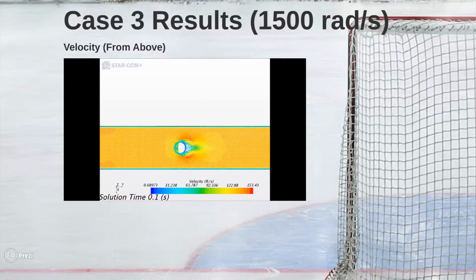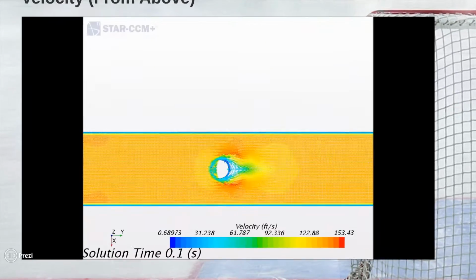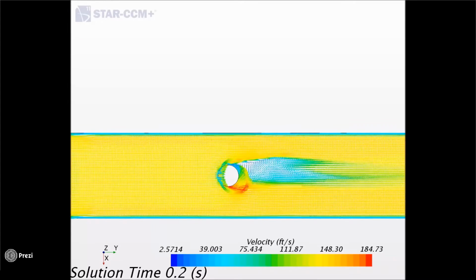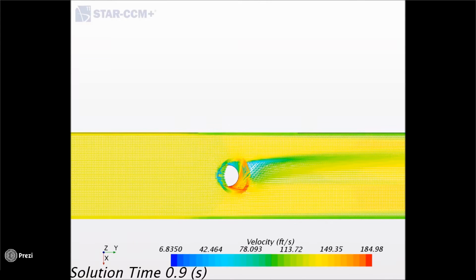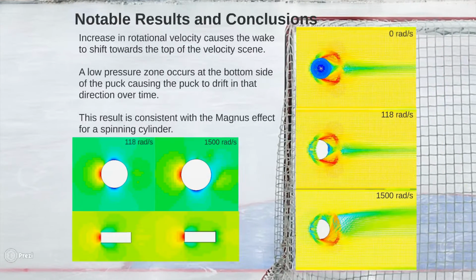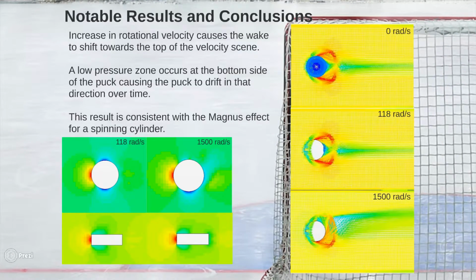Case 3, on the other hand, which has a high-speed rotation of 1.5 times the incoming velocity, shows that the wake is highly shifted upwards, and this is affected due solely to the rotational velocity. Now some notable results and conclusions are that an increase in rotational velocity causes the wake to shift towards the top of the velocity scene. A low pressure zone occurs at the bottom side of the puck, causing the puck to drift in that direction over time, which can be seen in the pressure plots located at the bottom left-hand side of the figures here.